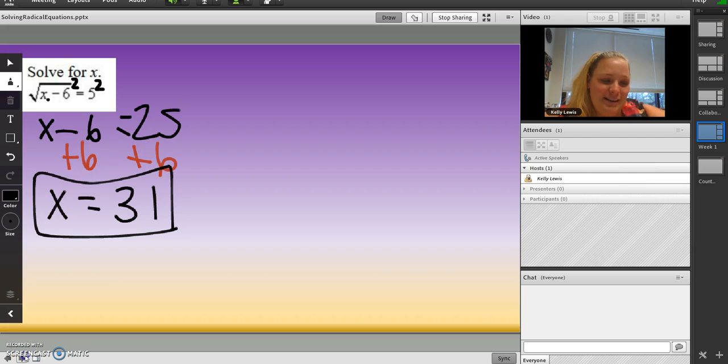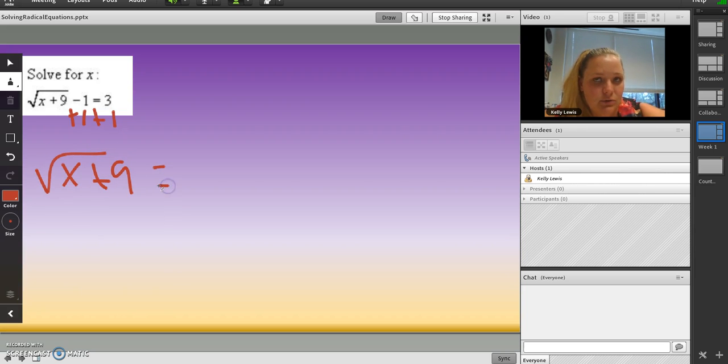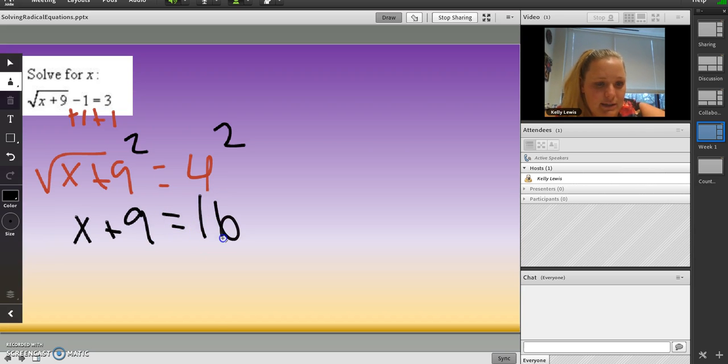It's going to get a little harder, but not that much. All right, so here I'm going to add 1 to both sides because I want the radical, the square root, all by itself. So I get square root x plus 9 equals 3 plus 1 is 4. All right, so now I'm going to square both sides. So I get x plus 9 equals 4 squared is 16. Then I'm going to minus this 9. So I get x equals 16 minus 9 is 7.